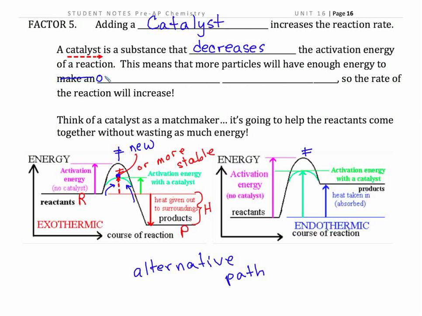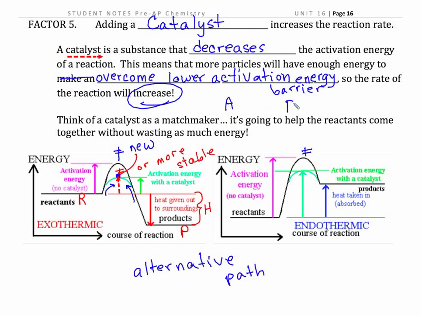I'm going to rewrite that. I don't like the way it's worded. More particles will have enough energy to overcome this lower activation energy barrier. Let's call it that, activation energy barrier. So the rate of the reaction will increase. So you can kind of think of a catalyst as a matchmaker. It's going to bring A and B together. So you get this catalyst in the middle that says, hey, A, you'll really like B. Let me bring you together. Let's meet so you can get to know each other.